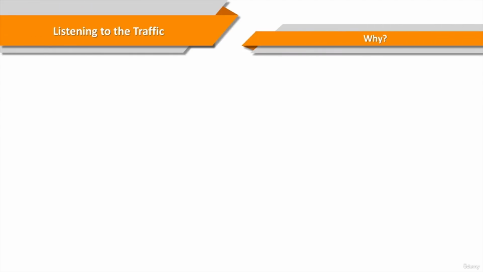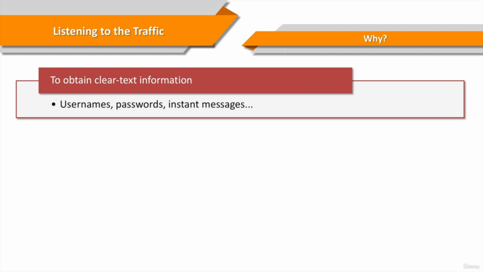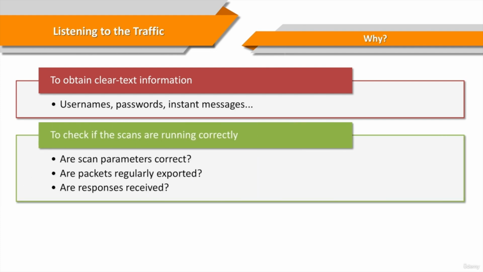During the penetration test, we listened to the network traffic for many good reasons. First of all, it's possible to obtain clear text critical information, such as usernames, passwords, instant messages, emails, and all that. We can check to see if the scans work correctly. And some controls can be seen by listening to the network interface, such as if the scan parameters are set correctly, packets are properly exported from the network interface, and responses are received.